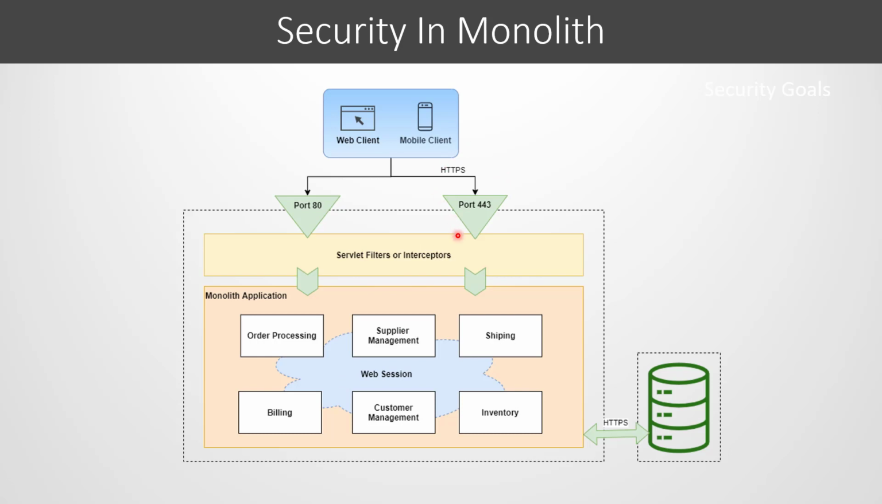So when the user logs in and gets authenticated and authorized through the interceptor layers, he will enter our main application area where all modules are running. By default, all modules will have access to our user context, which is stored in the session. So let's see how a monolith application works.